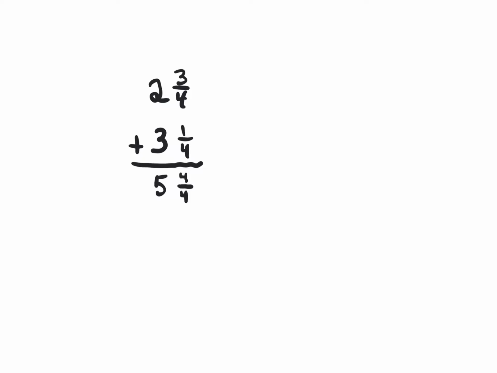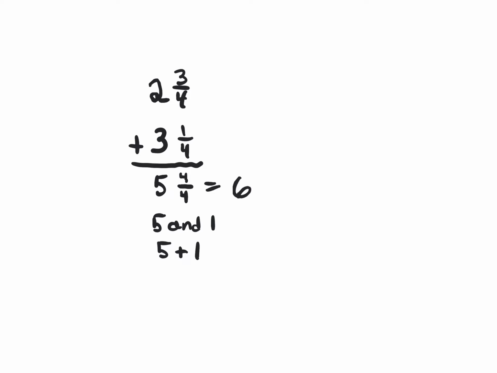Now, we actually have an answer here, 5 and 4/4, but if you remember, 4/4 looks a lot like one of our makeup artists, and we know that all of our makeup artists are equal to 1 whole. So 5 and 4/4 is the same as 5 and 1 whole, or 5 plus 1. So our final answer here is 6.